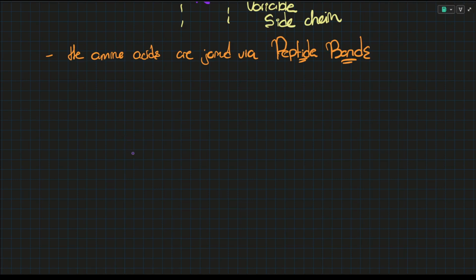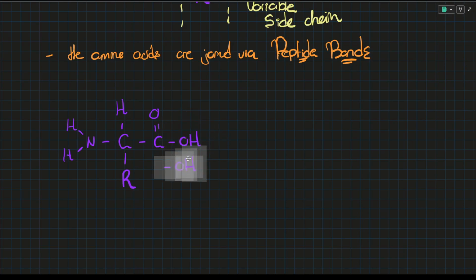Let's see. Recap on how to draw an amino acid. Central carbon, alpha carbon, you have a hydrogen atom on top. Carboxyl group like this. NH2 amine or amino group, and then just the R side chain. Also noteworthy mention, this can sometimes be drawn like this. The OH, come on.